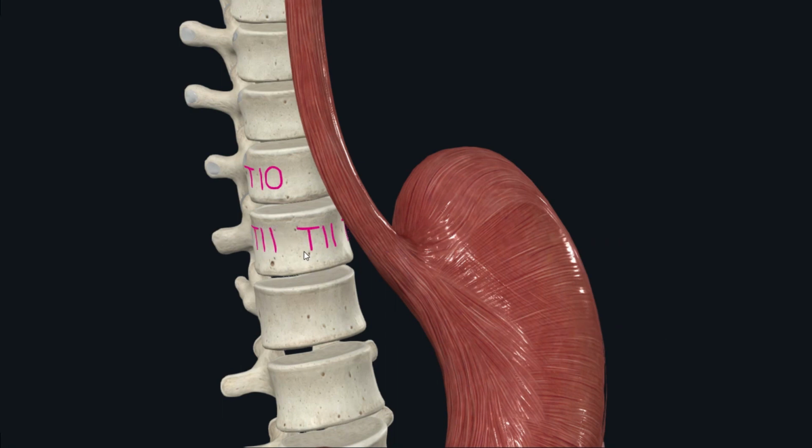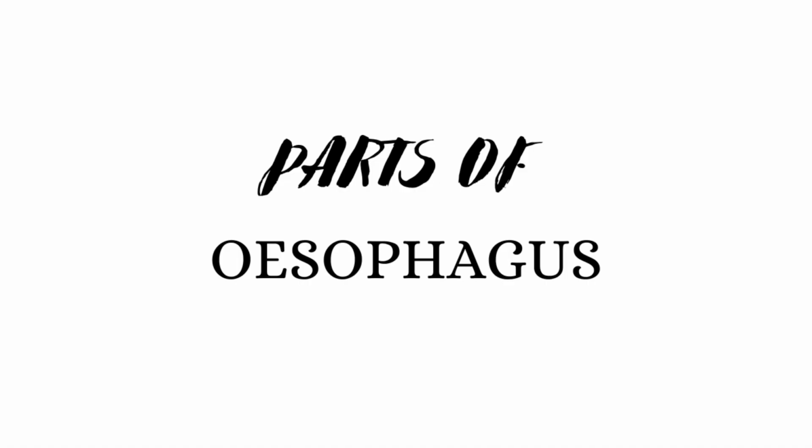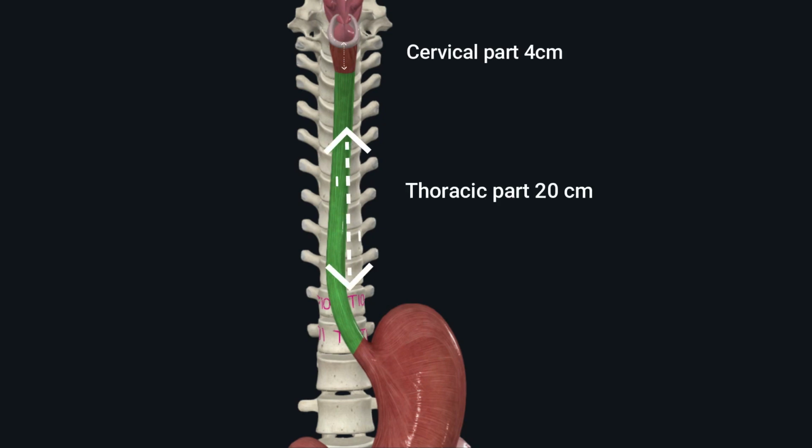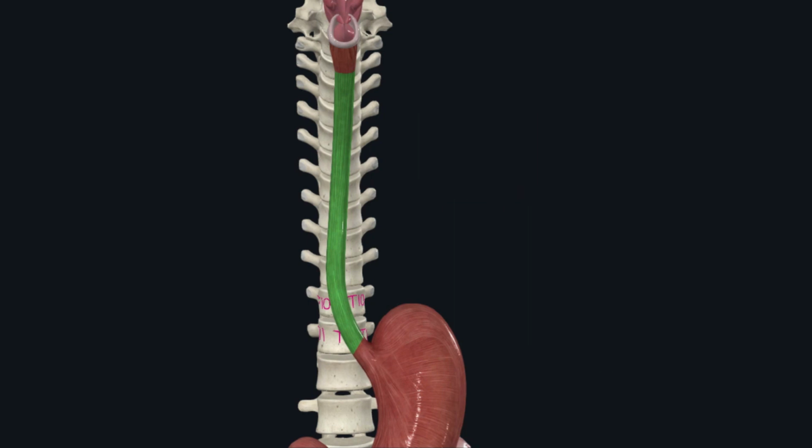Now let us break down the esophagus into its different parts. The esophagus can be divided into three main parts. The cervical part, which is about 4 cm in length, the thoracic part is about 20 cm in length, and the abdominal part, which is about 1 to 2 cm. Each part has its own unique characteristics and functions.